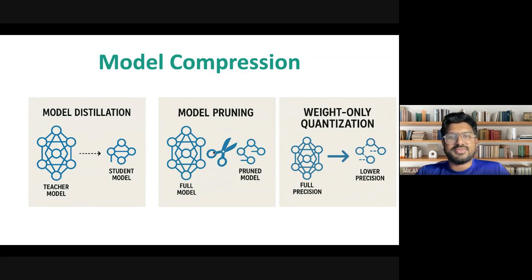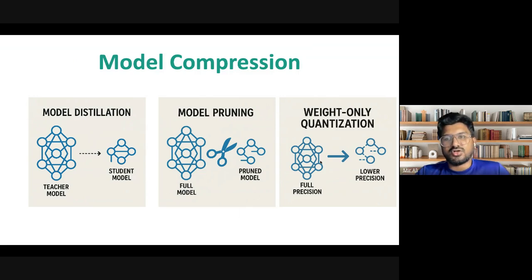And model pruning, where we try to figure out which parameters or which connections are not being used, and we try to remove them. For this, we need to understand the model quite a lot and understand how it works and where we can prune such that the model performance is not degraded.